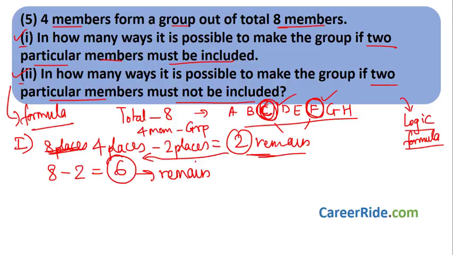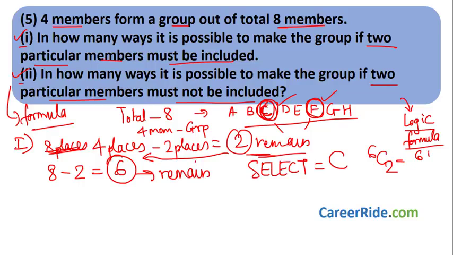Here we have to make the group. That means we have to select people to form the group, and select means combination. We have 6 people remaining. Using these 6 people, we have to fill the remaining 2 seats. We have to select 2 people out of 6.